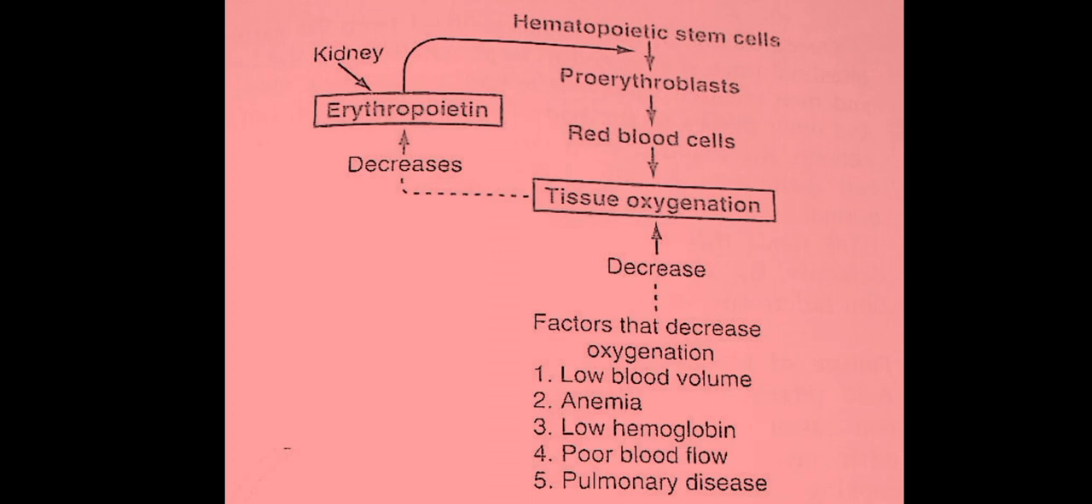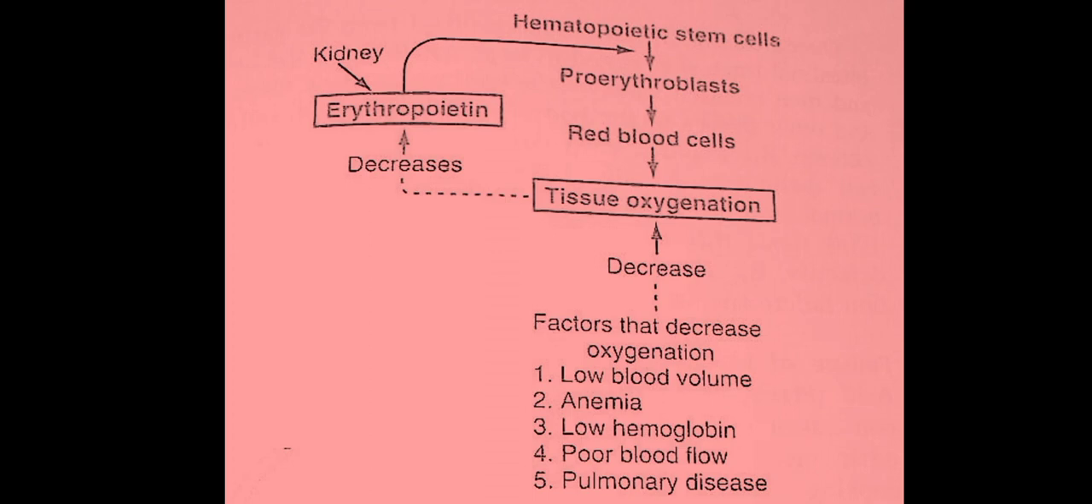So the condition is that when there is a decrease in the tissue oxygenation, look at the conditions. What are the factors which decrease the tissue oxygenation? One factor is that your blood volume may be low. If you have low blood volume, that means the blood cells are also low. So less blood is being circulated throughout the body, and it will carry less oxygen. The second condition is anemia.